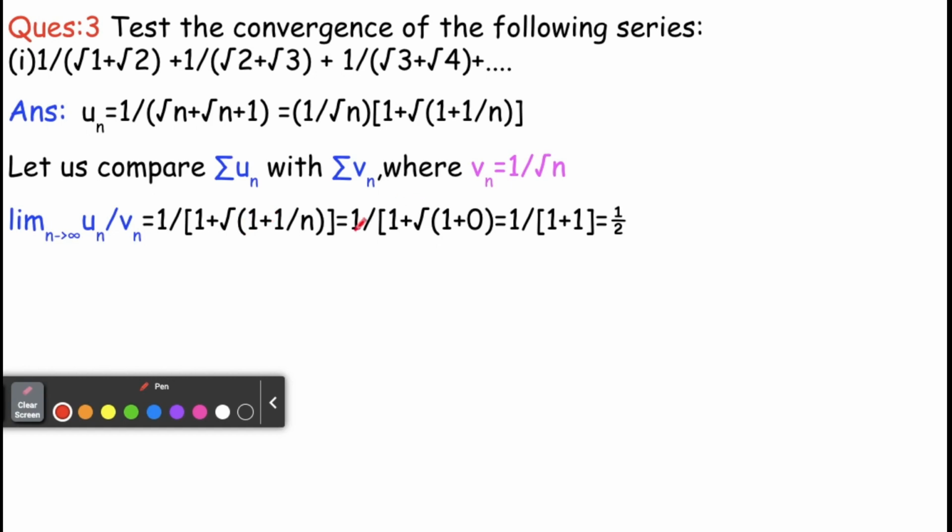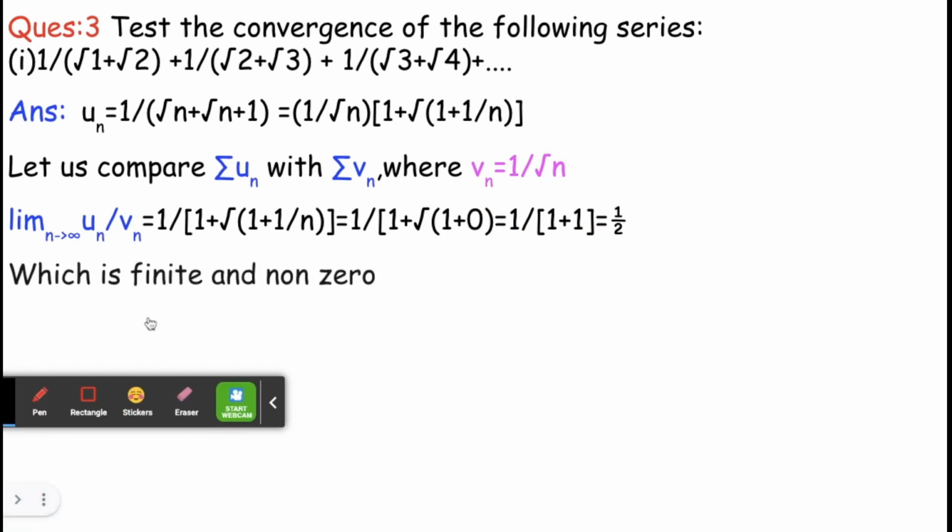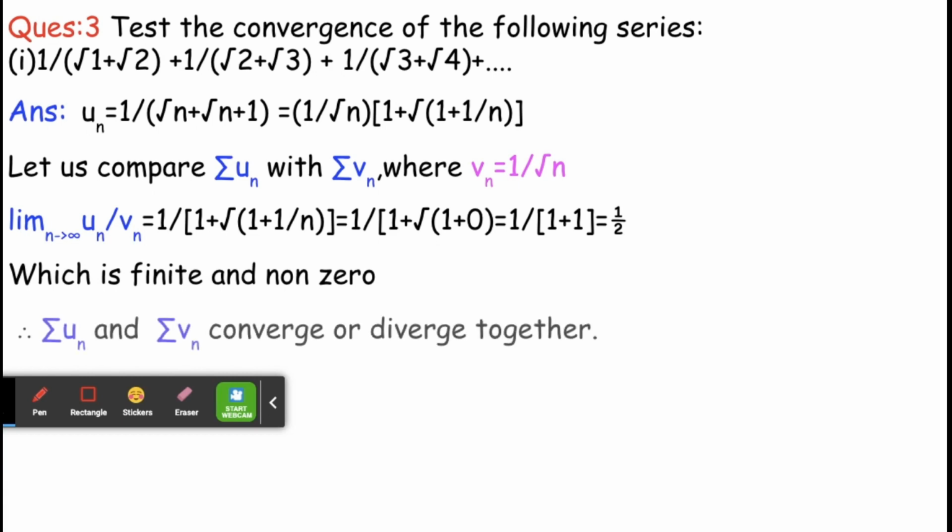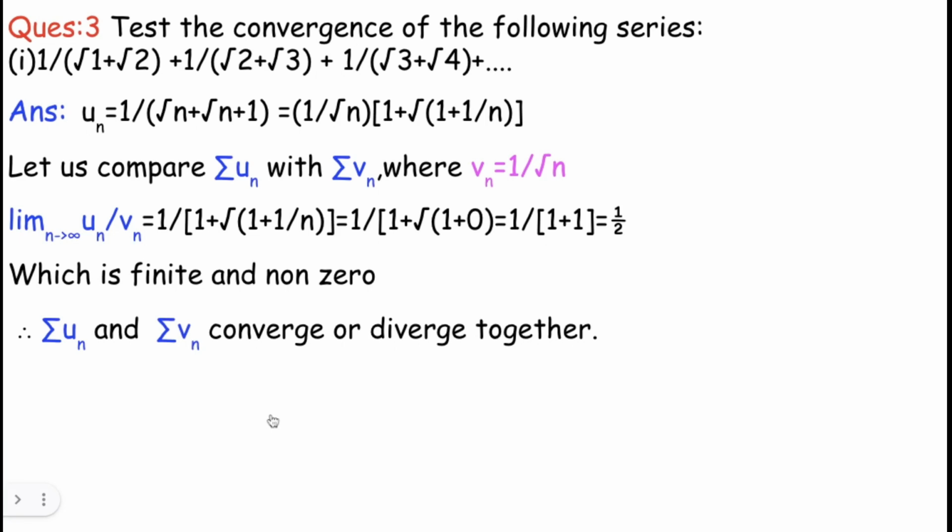So if we put n equals infinity, 1 by n will give us 0, and we get 1 upon 1 plus under root 1, so 1 upon 1 plus 1, which is 1 by 2. We get our answer as 1 by 2, which is finite and non-zero. This indicates that un and vn either converge or diverge together.